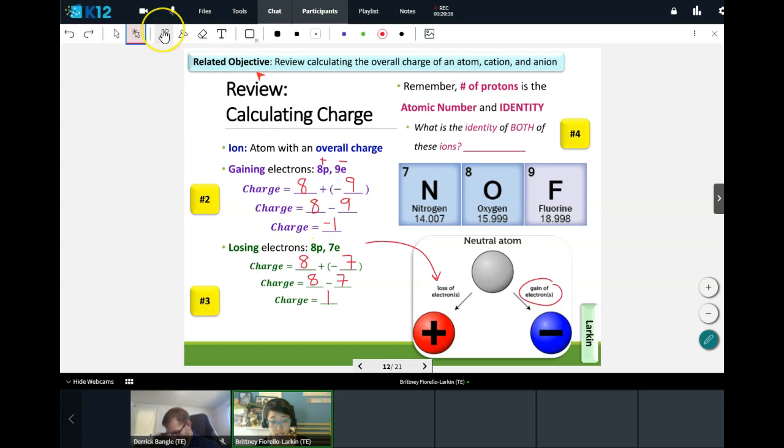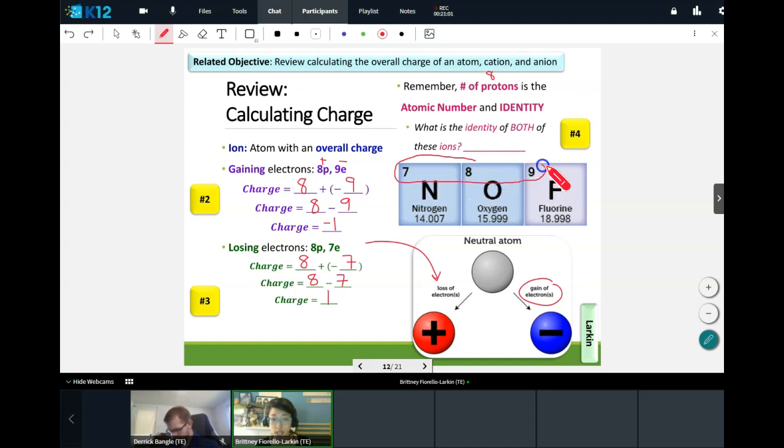Again, protons and atomic number and identity are all the same thing. So if you have the same number of protons, you actually have the same exact identity. It's just that one of these atoms with the same identity is negatively charged, one of them is positively charged. So let's figure out the identity. So again, we had 8 protons. All right, so that's going to be related to the atomic number.